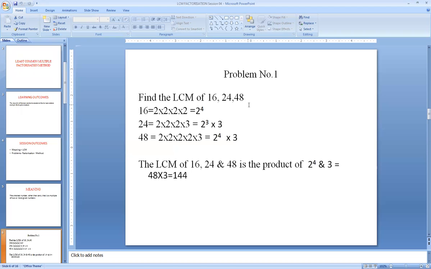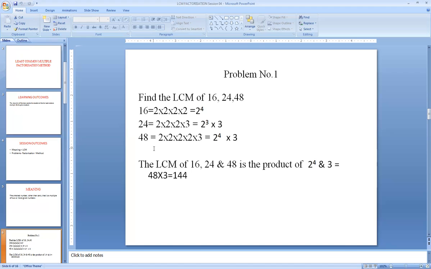Let us see there are three numbers given: 16, 24 and 48. For 16 we have to find the factors. 16 will be divided by 2 continuously 4 times. So 2 into 2 into 2 into 2, it is nothing but 2 to the power of 4. Again 24: the factors for 24 are divisible by 2 three times and by 3 one time. So the factors for 24 is 2 cube into 3. 2 cube is 8, and 8 into 3 is 24.